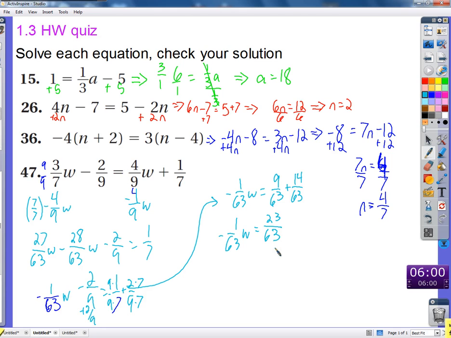We have negative 1 over 63 times W, so what's the inverse of that? Multiply this by negative 63. Okay, 63 over 1. We'll cancel that factor. Negative times negative is positive, so we do have a positive W over here. Multiply this by negative 63 over 1. It cancels, we get a negative 23.